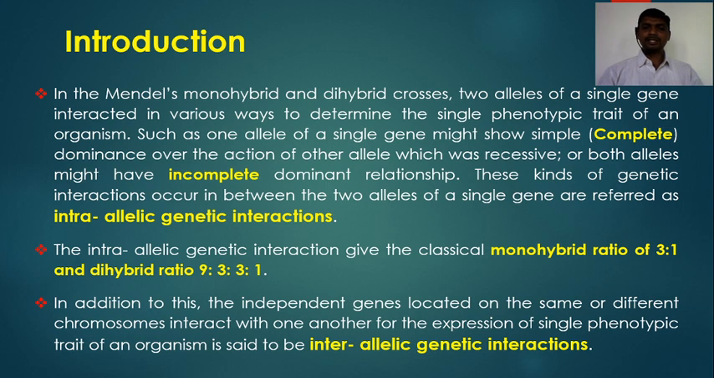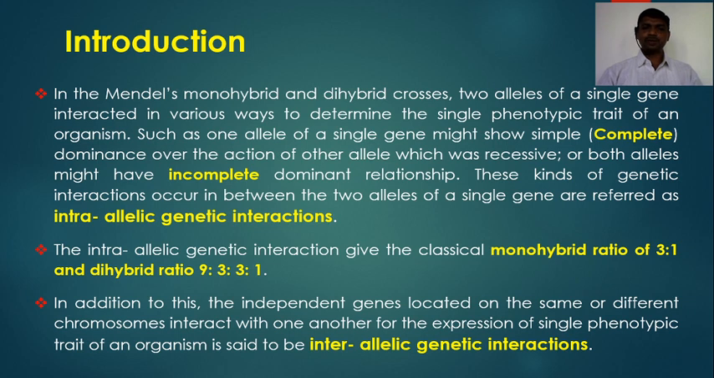Interallelic genetic interactions are seen in genes which are independent, located on the same or different chromosomes. These genes interact with one another. Various types of interactions are seen: some are complementary, some are duplicate interactions. When genes interact with one another for the expression of a single phenotypic trait or character of an organism, it is said to be interallelic genetic interaction.